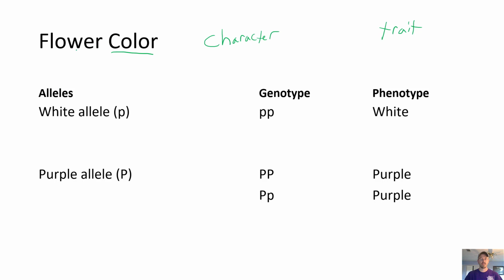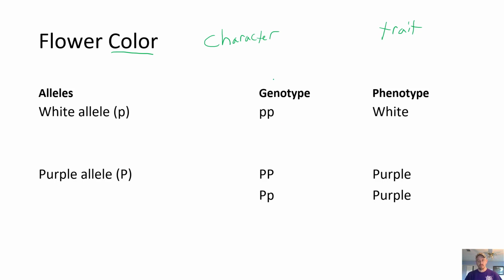So, for flower color, which is a character, there are different alleles, so versions of a gene. So there's a gene for flower color, right? And it comes in different kinds, white and purple. And we symbolize purple with a capital P and white with a little p. Why? Because purple is dominant, as we'll see in a second.